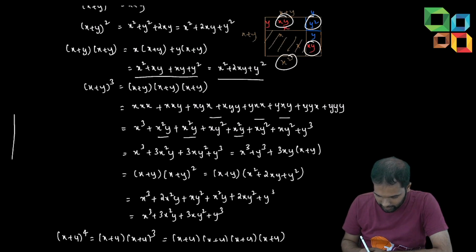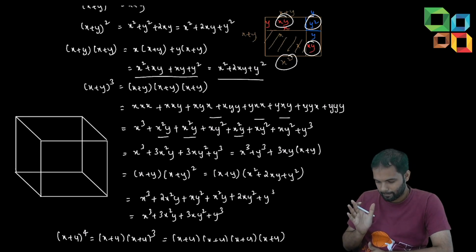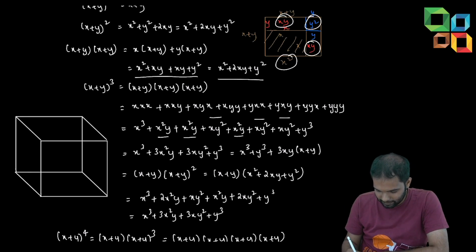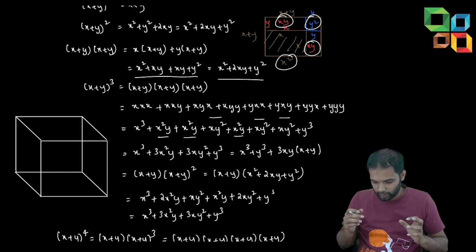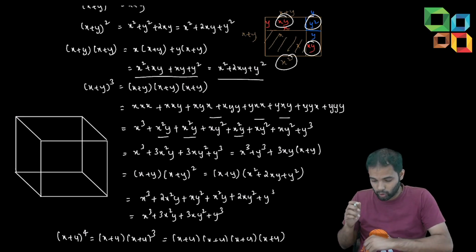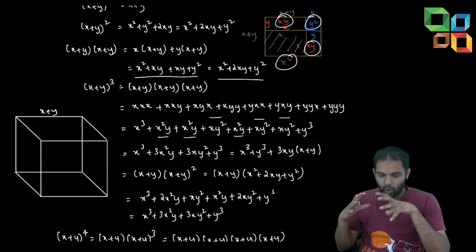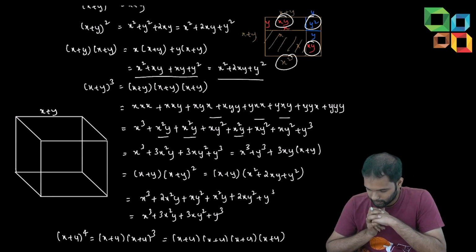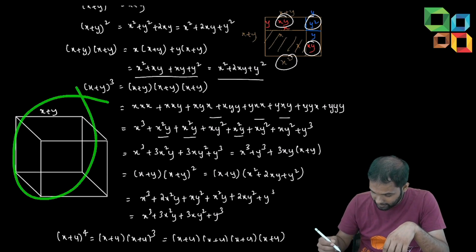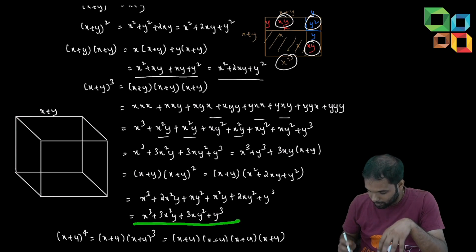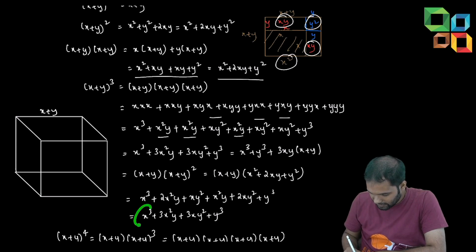So if I draw a cube right now, okay, let's look at this. Now we are talking about this entire thing being x plus y whole cube, because we know the volume of a cube is nothing but side cubed, right? So if each side of this cube is x plus y, the volume of this cube will be x plus y whole cube. But somehow, I have to show you that this whole cube is nothing but x cube plus y cube plus 3x square y plus 3x y square. This is simple, I think.